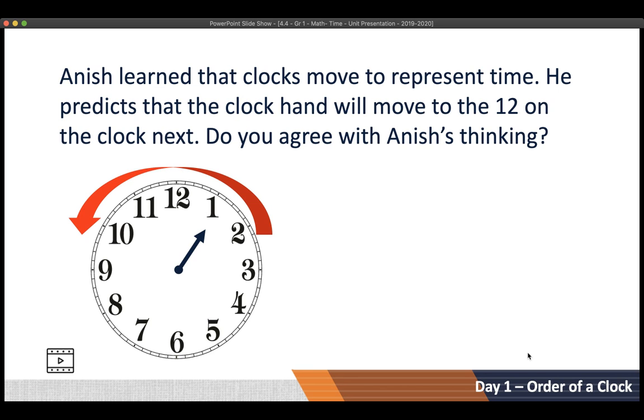Anish learned that clocks move to represent time. He predicts that the clock hands will move to the 12 on the clock next. Do you agree with Anish's thinking? Why or why not?